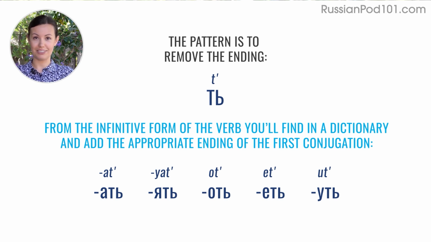So the pattern here is to remove the ending «ть» from the infinitive form of the verb you'll find in a dictionary and add the appropriate ending of the first conjugation. The infinitives of the first conjugation verbs usually end in ать, ять, оть, еть, уть, and so on.